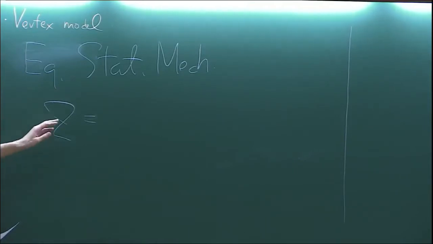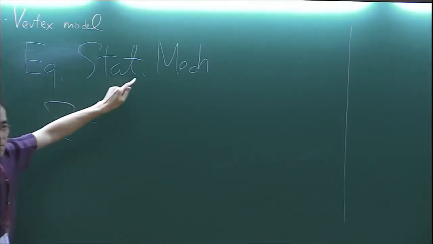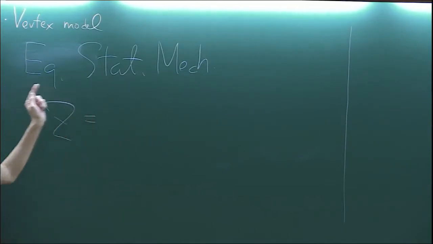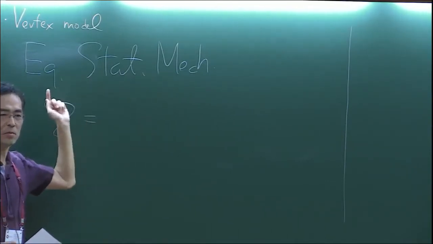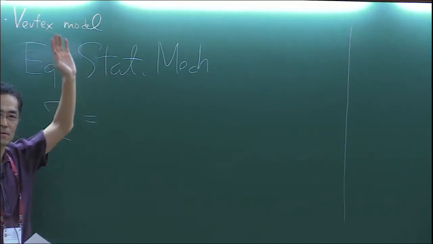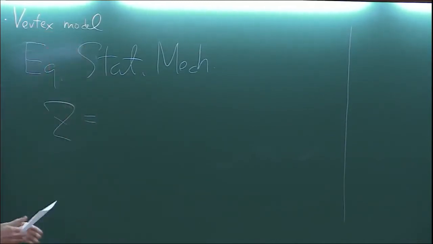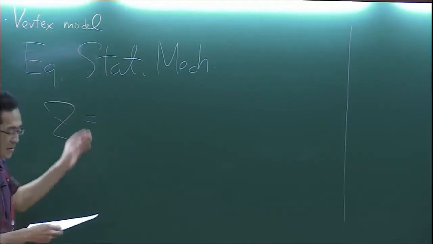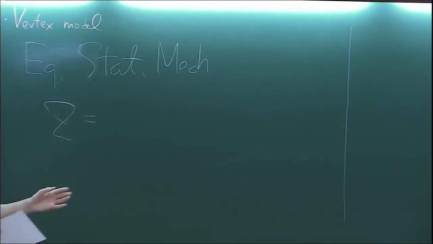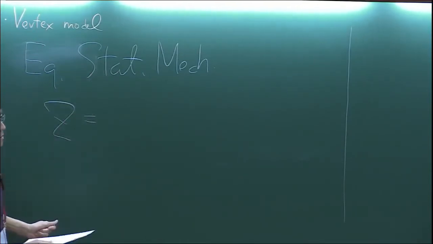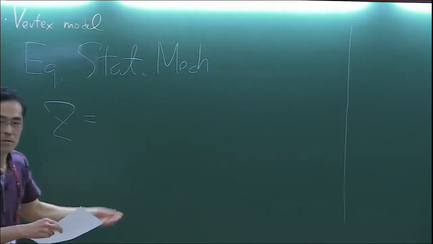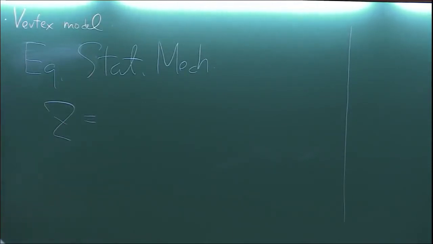So I start from a very, very basic thing about equilibrium statistical mechanics. Is there somebody who has not learned equilibrium statistical mechanics? Oh, there are still some, okay. So this is about the equilibrium behavior of material, basically. And there is a microscopic description of such objects, which allows us to study basically macroscopic behavior.